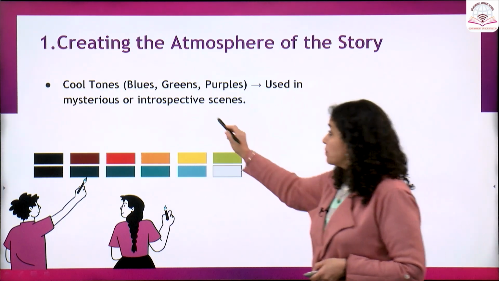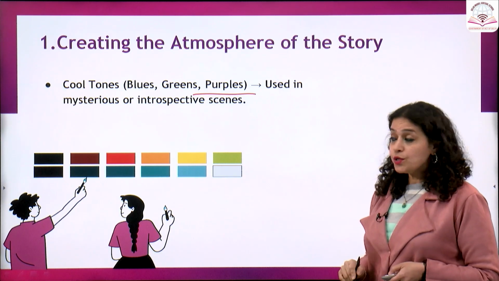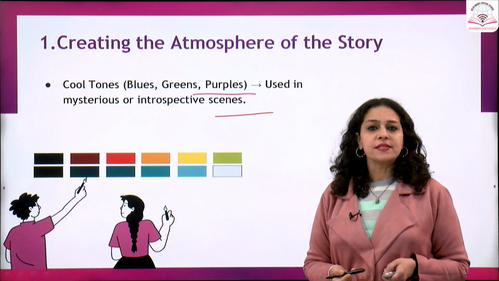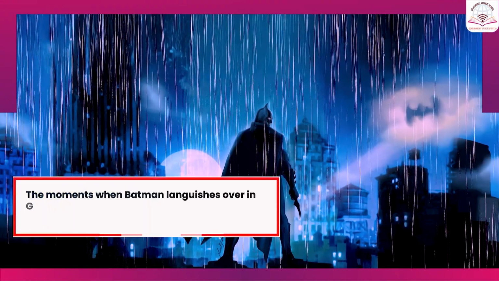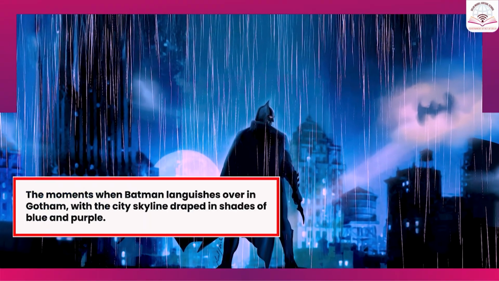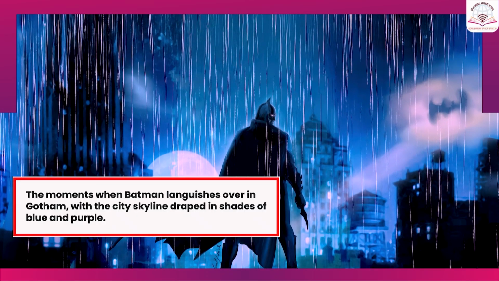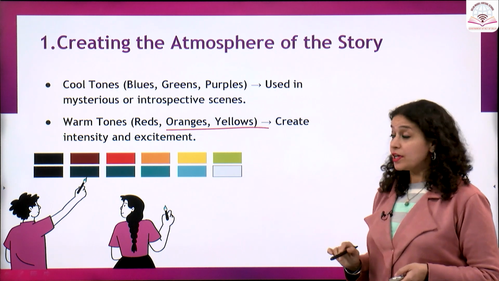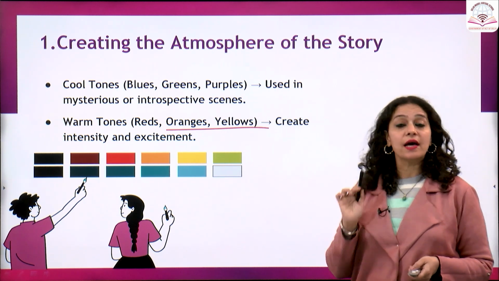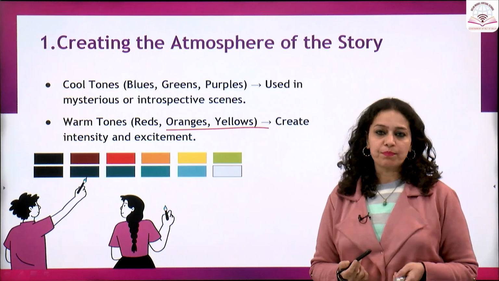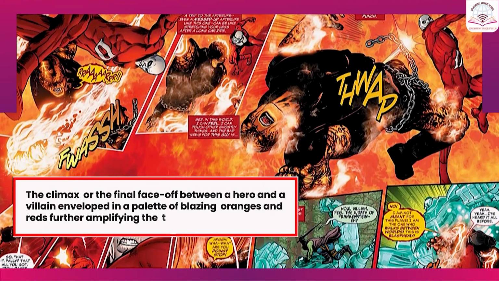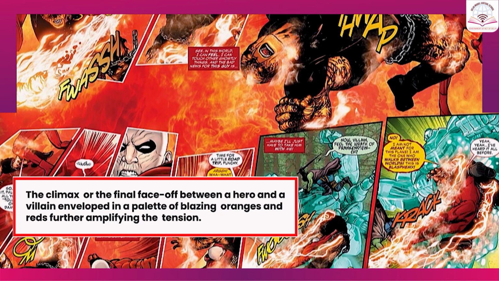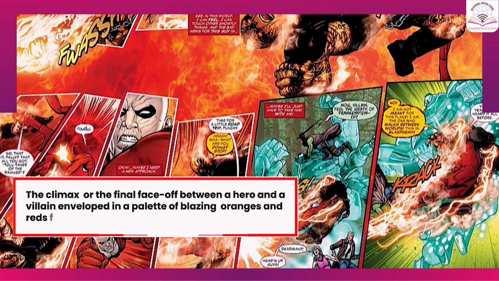Cooler tones like blues, greens and purples are used in mysterious or introspective scenes. So let's see an example for this. The moments when Batman languishes over in Gotham with the city skyline draped in shades of blue and purple. Warmer tones like reds, oranges and yellows actually create intensity and excitement. Let's have an example for this now. The climax or the final face-off between a hero and a villain enveloped in a palette of blazing oranges and reds, further amplifying the tension.